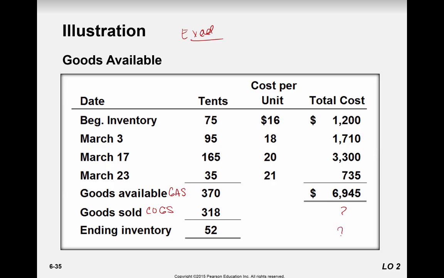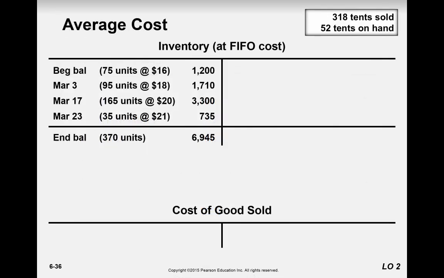So these items right here, we need to know based on what the cost is going to be, whichever inventory valuation method we use. So we have our information here, 318 units sold, 52 in inventory. So this is what we have. This is our goods available for sale thus far.